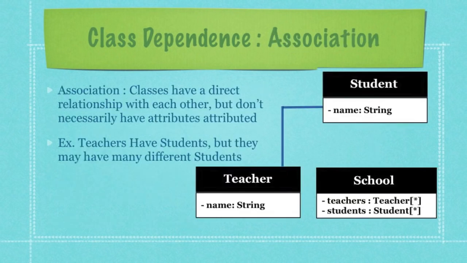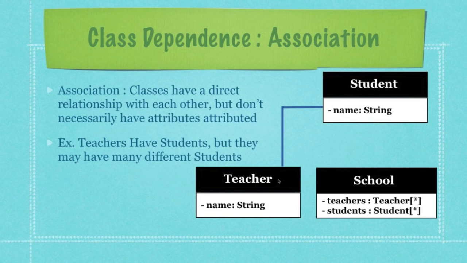Then we move on to the association dependence between classes. With an association, and again, this is something that's not often shown inside of class diagrams, I just want you to know what it is. If you have classes that have a direct relationship with each other, but don't necessarily have attributes attributed to each other, like we have in this example, this is known as an association dependence.